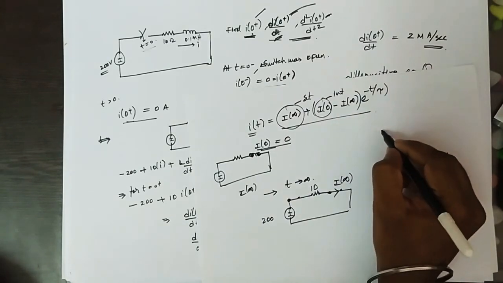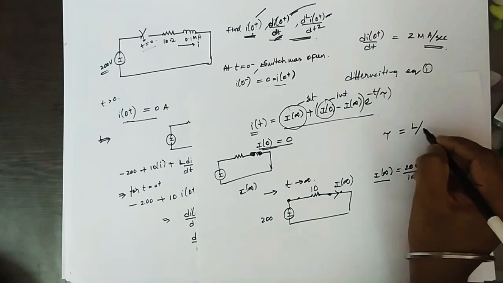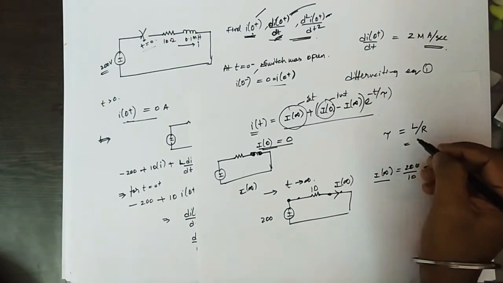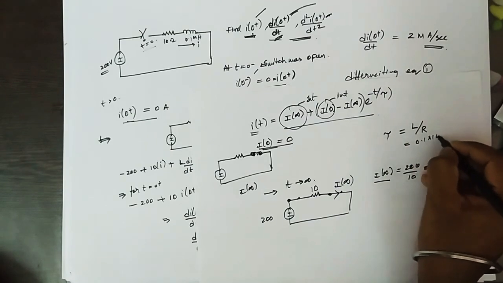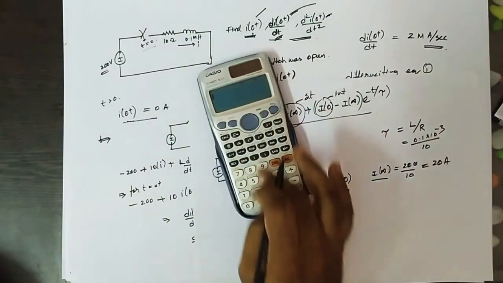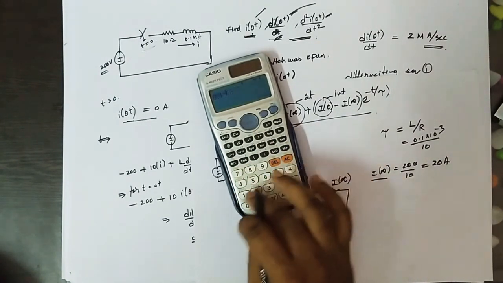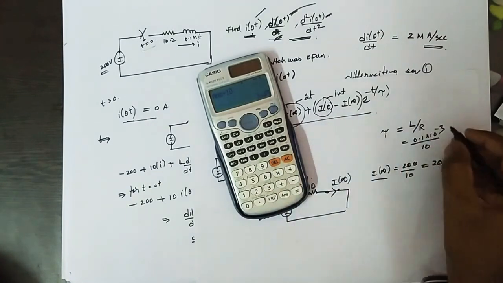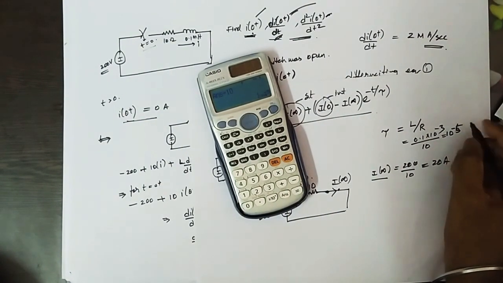Now the time constant tau. We have only R and L, so the time constant is L by R. L is 0.1 into 10 power minus 3 and R is 10. So the time constant is 0.1 into 10 power minus 3 divided by 10, which will become 10 power minus 5 seconds.